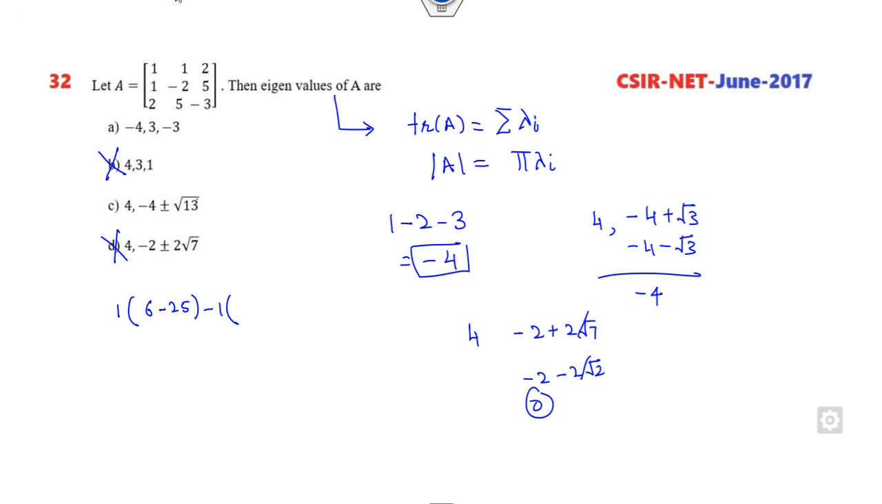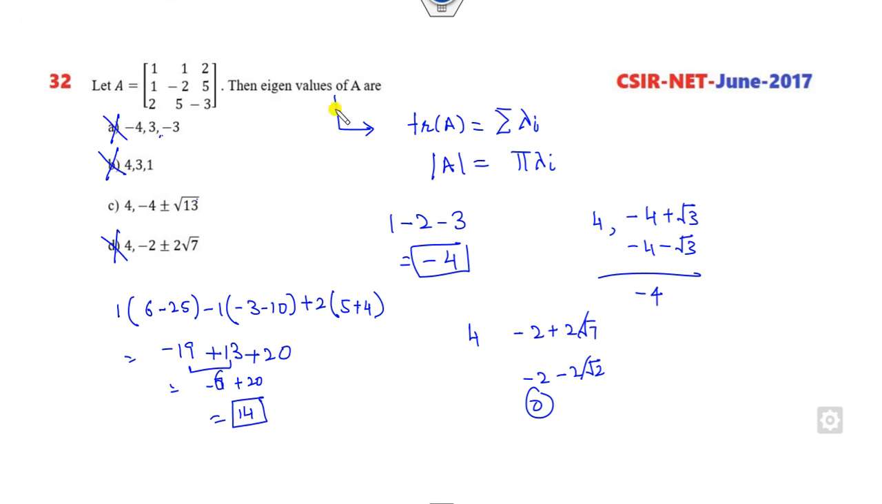If I just clear this, minus 1 will be minus 3 minus 10, and plus 2, it will be 5 plus 4. So what is that? It's minus 19, it's 13, plus 13 is 10, plus 20. So it's minus 6 plus 20, that is plus 14. So is the product 14? No. Can this be 14? It is a square minus b square. So it's 3, it's 12. So again it will not be there. You can check their calculation again.